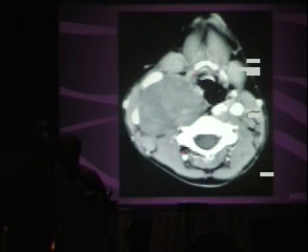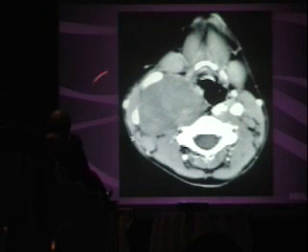So let's analyze this case. This is kind of a big, kind of homogeneous looking, low density mass, not really enhancing, maybe some spotty enhancement. Here's the internal carotid, the external carotid, and here's the jugular.